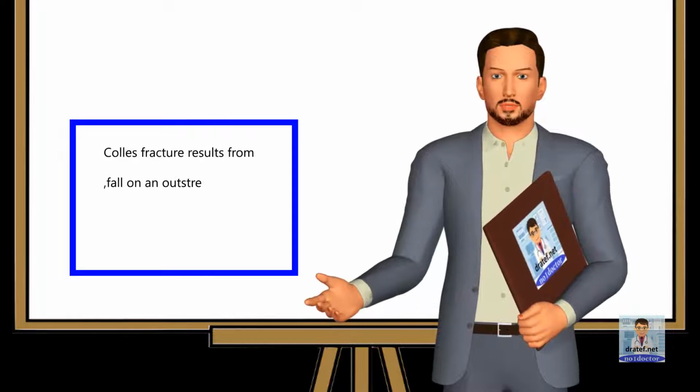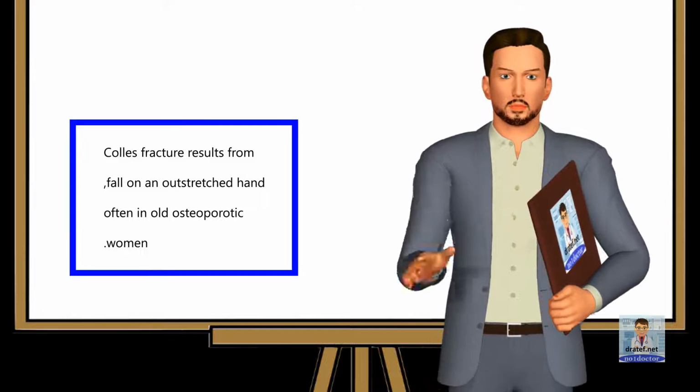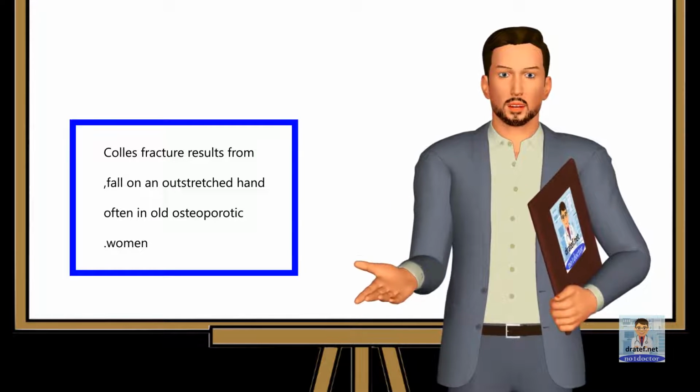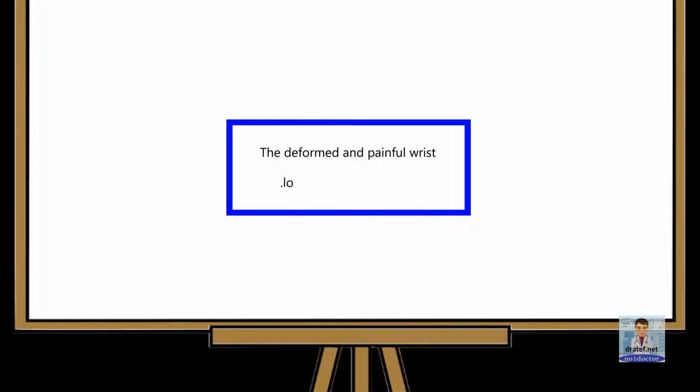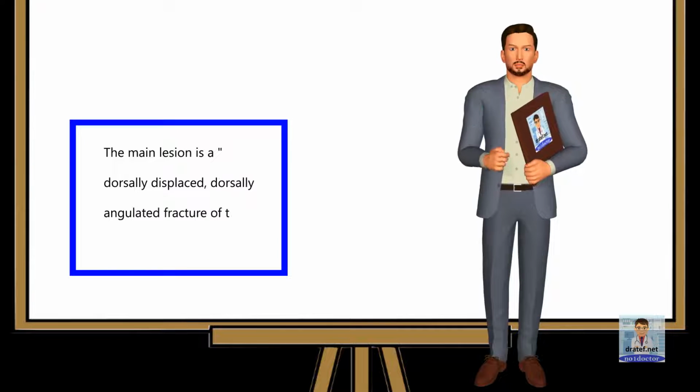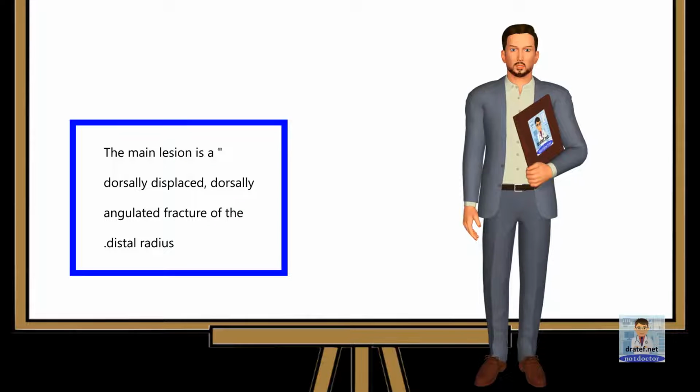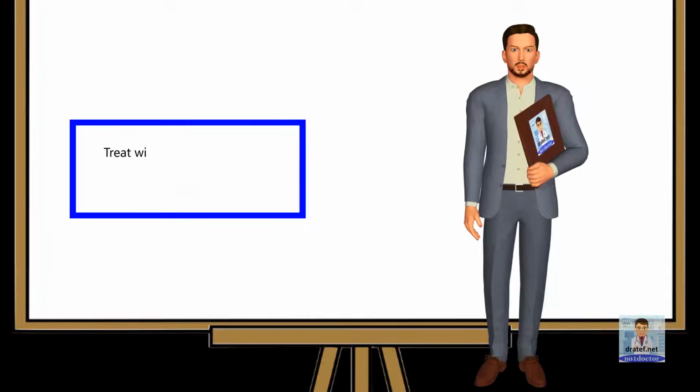Colles fracture results from a fall on an outstretched hand, often in old osteoporotic women. The deformed and painful wrist looks like a dinner fork. The main lesion is a dorsally displaced, dorsally angulated fracture of the distal radius. Treat with closed reduction and long arm cast.